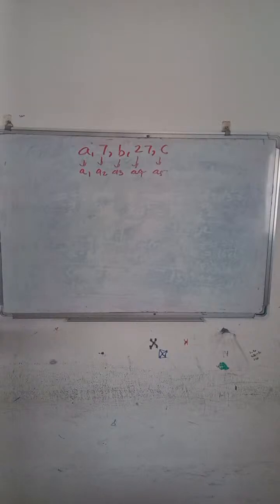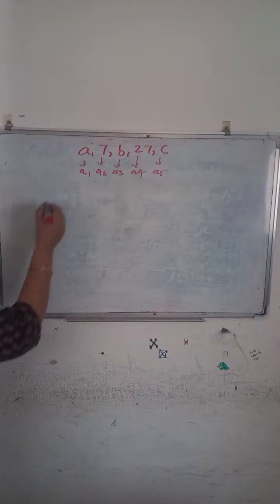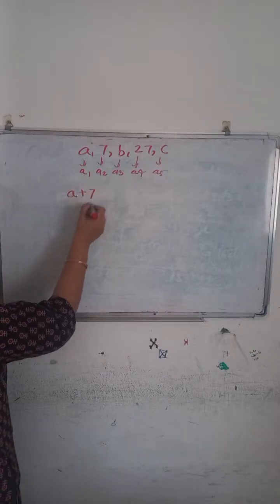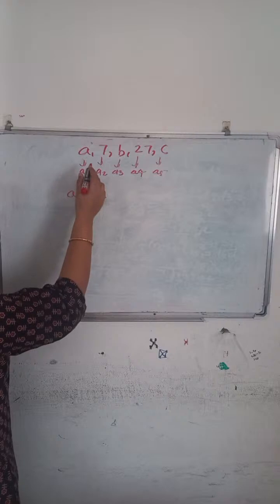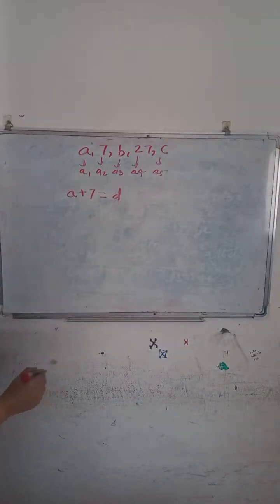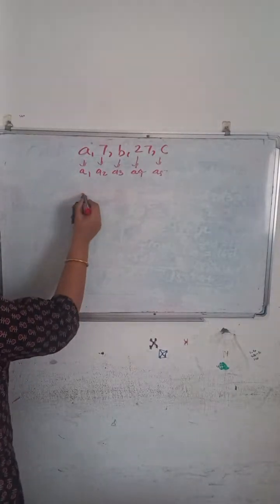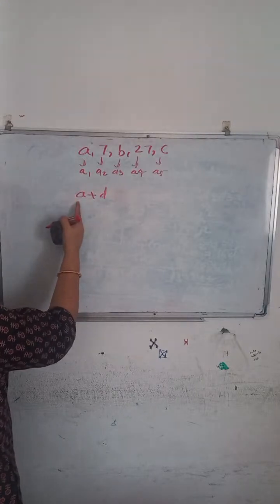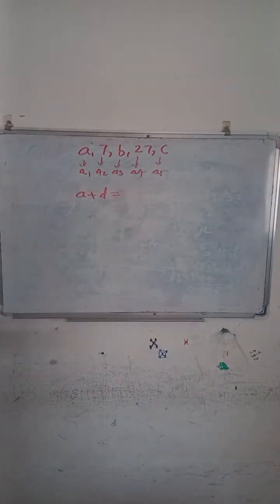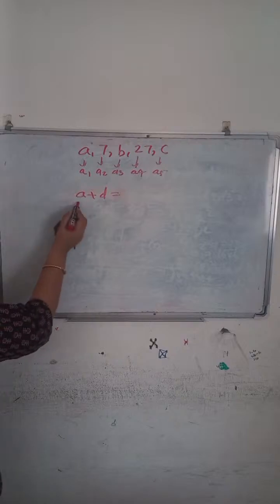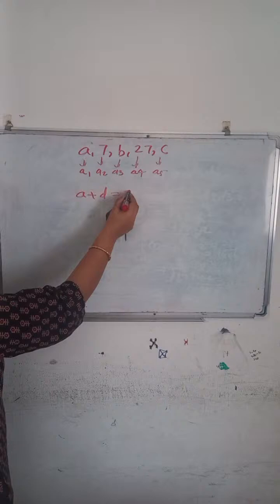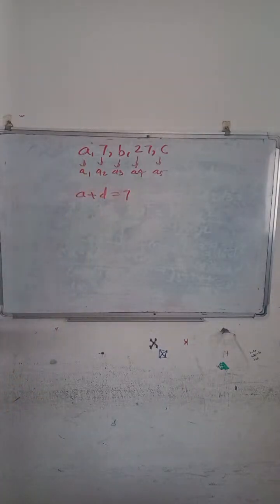Suppose I take the common difference as D. If I take the first term A and add the common difference, that is A plus D, then I will get the next number. So here I will write A plus common difference, and this is equal to 7. I don't know the numbers, but I am writing them randomly here.